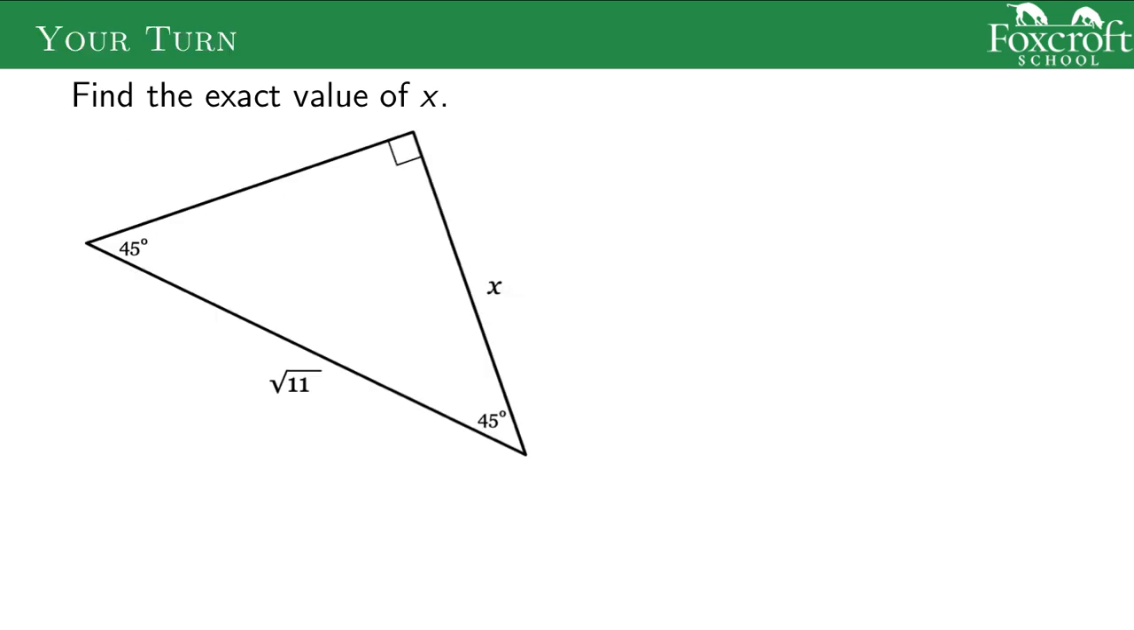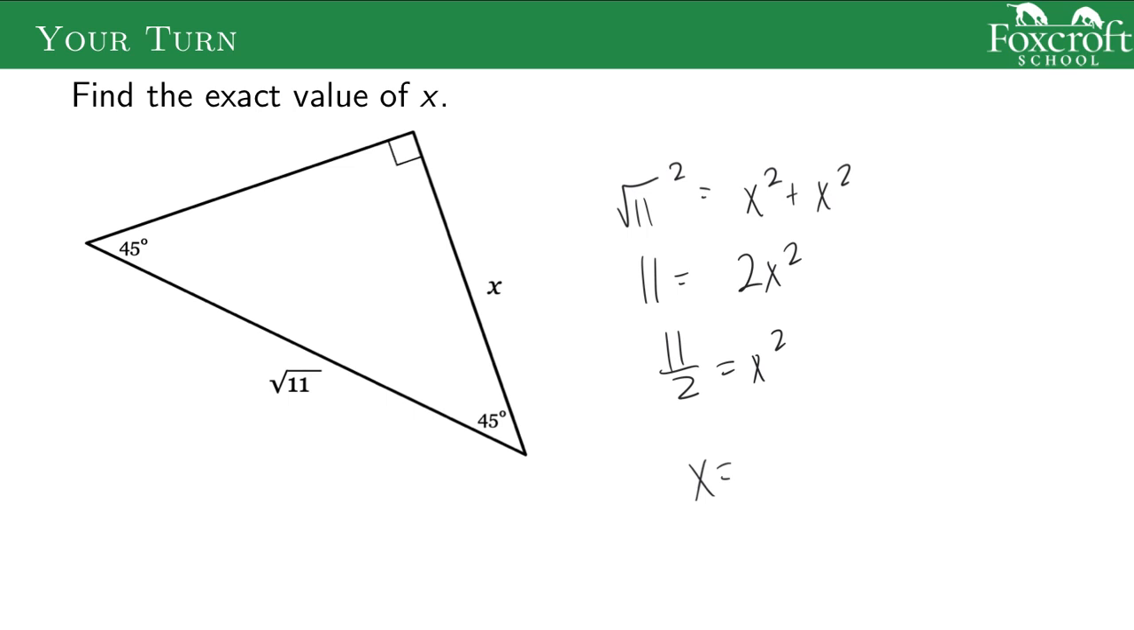Here's one for you to try on your own. Find the exact value of x in this problem. Remembering for this one that because it's a 45, this is also an x. So you get the Pythagorean theorem that looks like this. I have to divide both sides by 2, and you get that x equals the square root of 11 over 2.